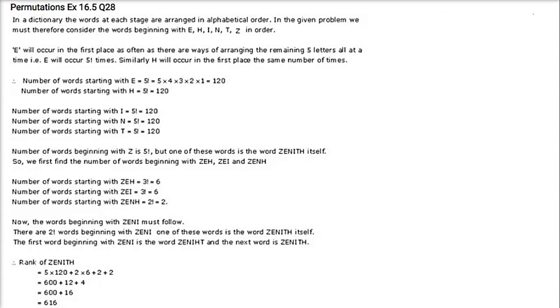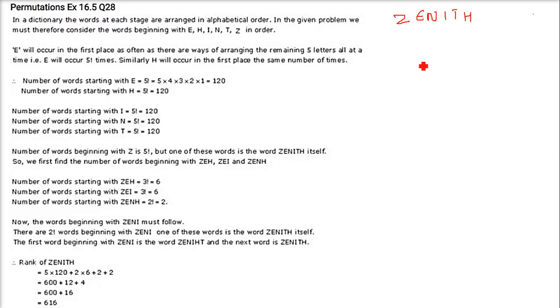Next question is, the letters of the word zenith are written in all possible orders. How many words are possible? If all these words are written out as in a dictionary, what is the rank of the word zenith? Now here the word is Z-E-N-I-T-H. You make all the formations, then arrange them in a list in lexicographical order, and count from 1 from the top. At what point is this zenith going to come?